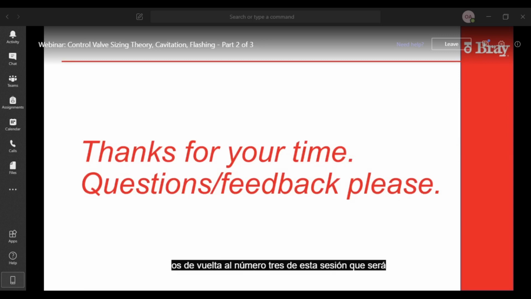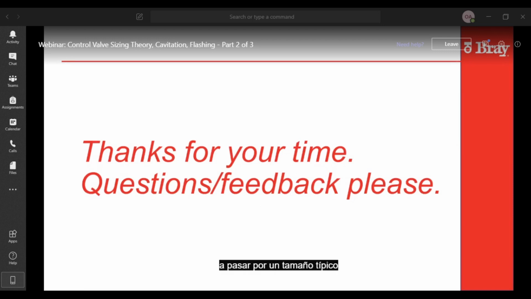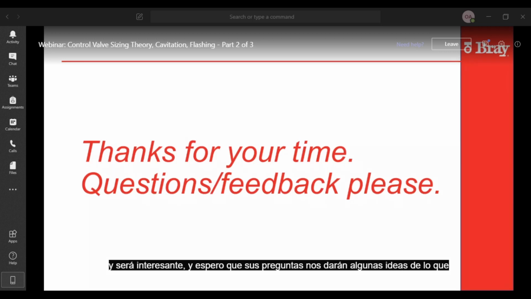Number 3 of this session will be how to use a sizing program. This way you don't have to use all of these handheld calculators and formulas that Ralph showed you in theory. The practice is really using a sizing program today to create the ISA sizing sheet with everything that you need to be able to specify and order the right product. So we're going to go through a typical sizing, and it'll be interesting, and I hope your questions will give us some ideas of what to size and put us on the spot.